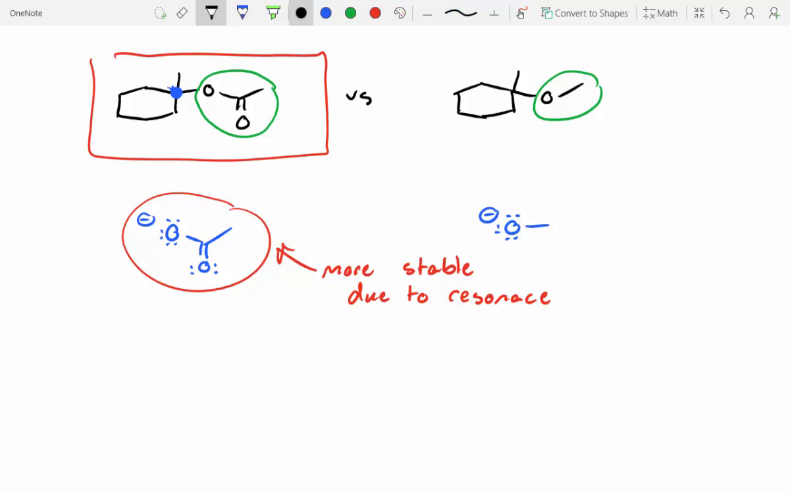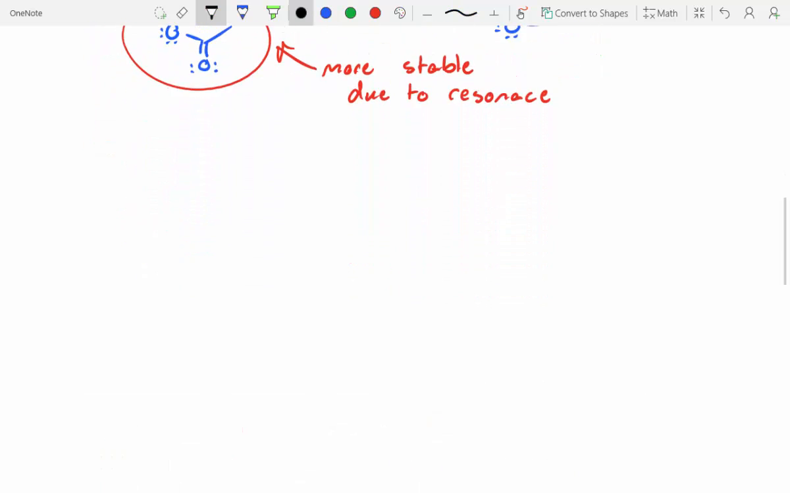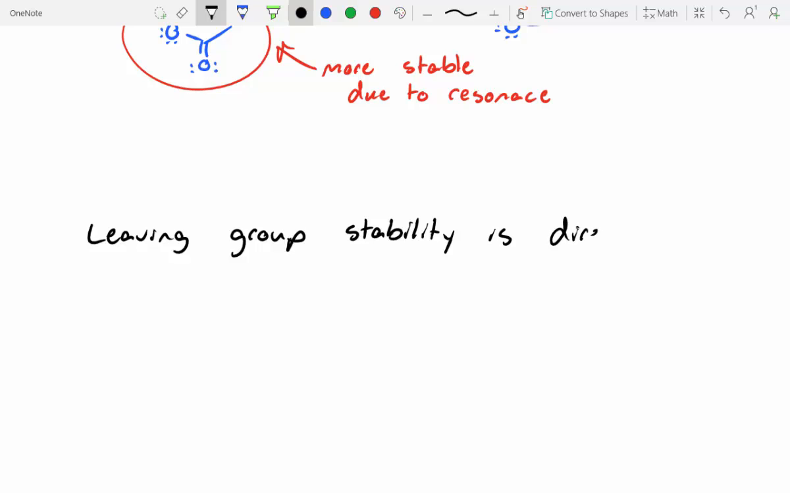So let's make a little note, too, that leaving group stability is directly related to the stability of conjugate bases. I don't know if you noticed, but what we're really drawing were pseudo-conjugate bases.